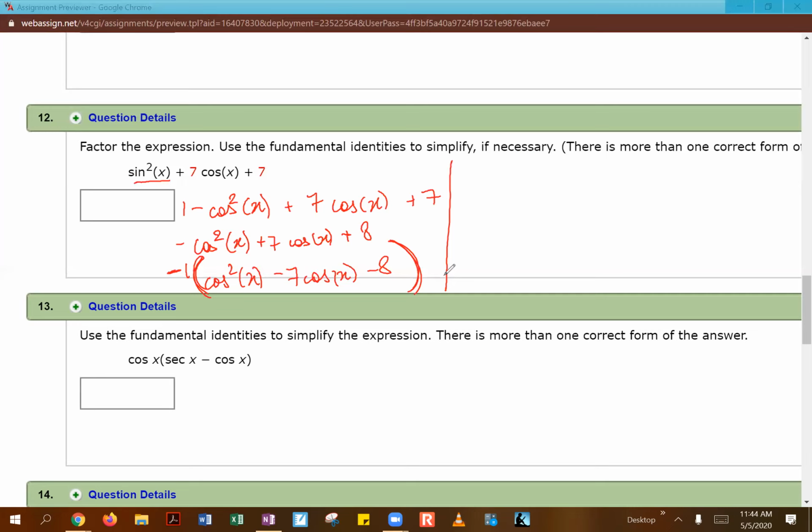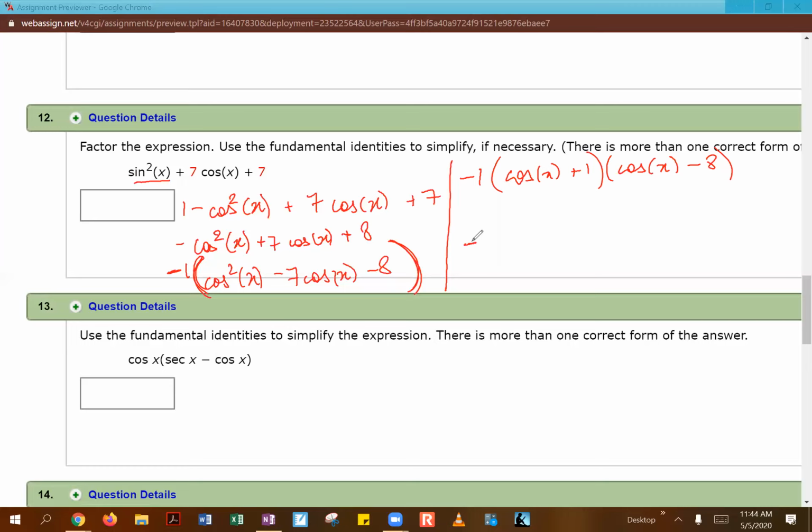Necessary factors. So what two numbers multiply to give you -8 and add up to give you -7? -1 and -8, or no, -8 and 1. Yeah, -8 and +1. So these will factor into cosine of x +1 and cosine of x -8. Yeah, because that would give us -8 and -7.